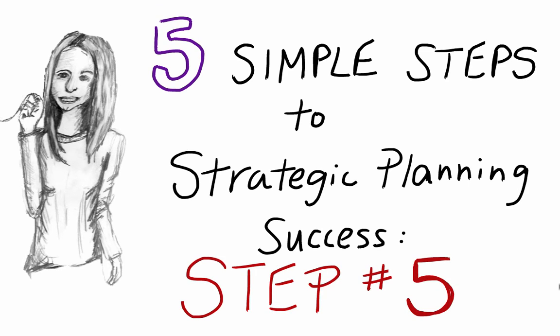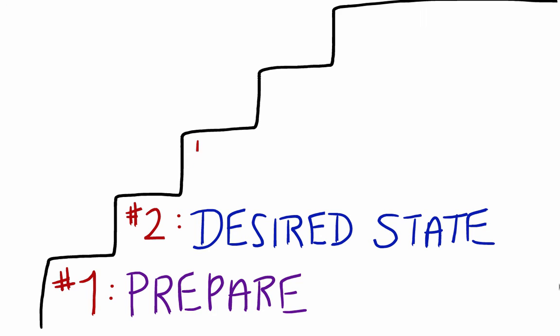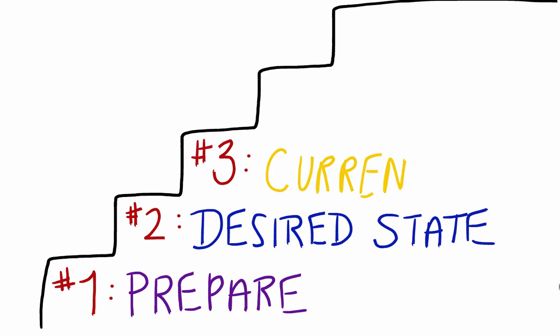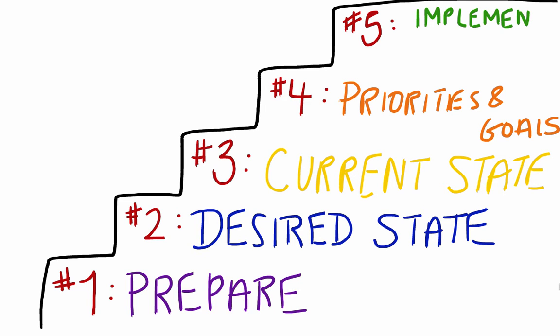Step number 5. You have come so far in the strategic planning process and are in the 5th and final step. Let's take a second here to whiz through the steps that you've completed already. First, if you remember way back when, you prepared for strategic planning. Next, you envisioned your desired state. In the 3rd step, you assessed your organization's current state. And in the last step, you set strategic priorities and SMART goals. And finally, today, you're going to lay the groundwork to implement, track, and pivot.